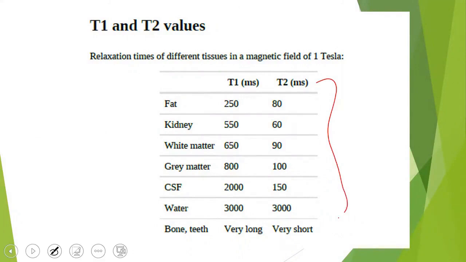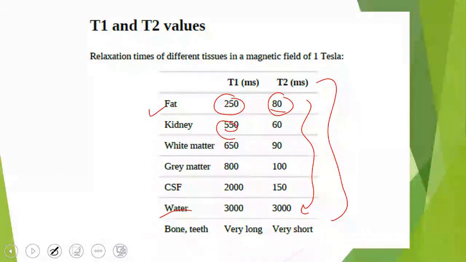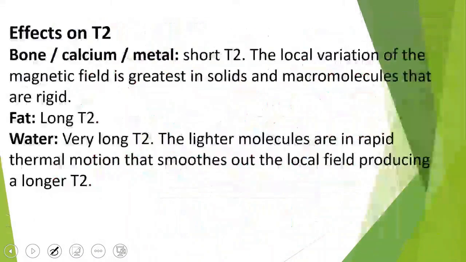This table illustrates the difference between T1 and T2, showing that fat has a value of 52 in T1 and 80 in T2, which means it takes a shorter time for decay in transversal magnetization, and a longer time of 52 for relaxation in longitudinal magnetization. In transversal, it takes 2.5 times longer for relaxation in the kidneys, which is 550.